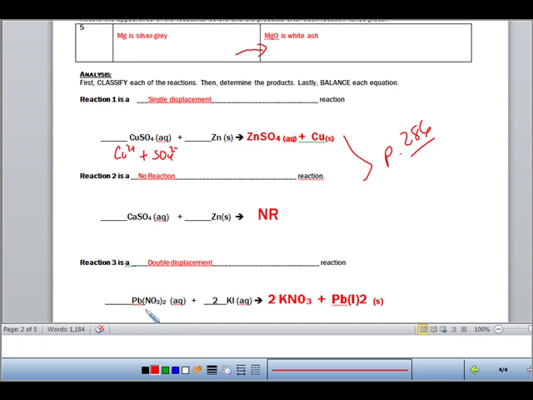Now here we're looking at a double displacement reaction. Reaction number 3, where we have the lead nitrate in aqueous solution and we have potassium iodide in aqueous solution. Okay? And so if we have an insoluble salt, and we do, which is lead iodide, then we have a double displacement reaction. What happens is the potassium just switches place with the lead, right? And we end up with potassium nitrate and lead iodide.